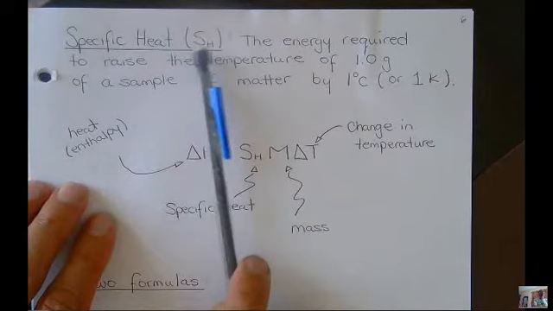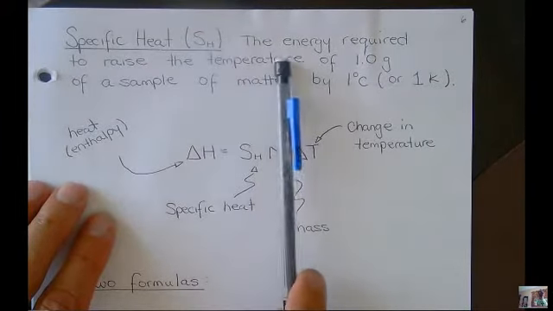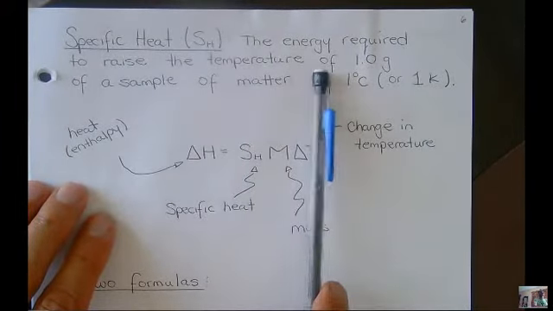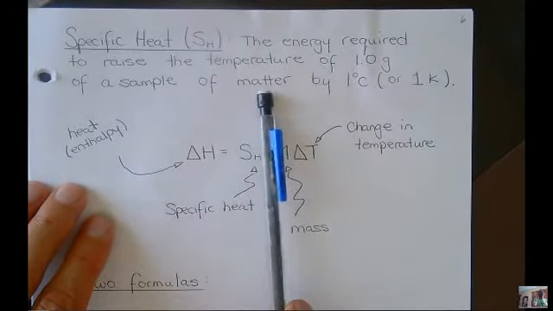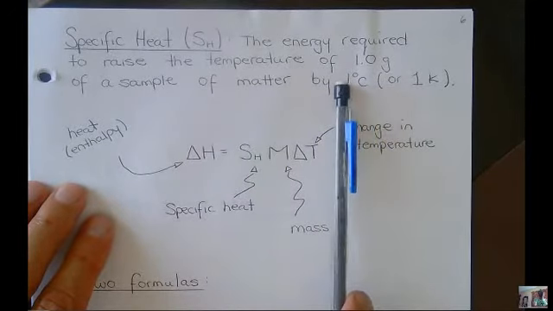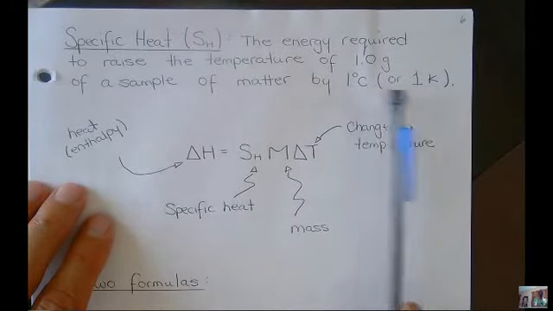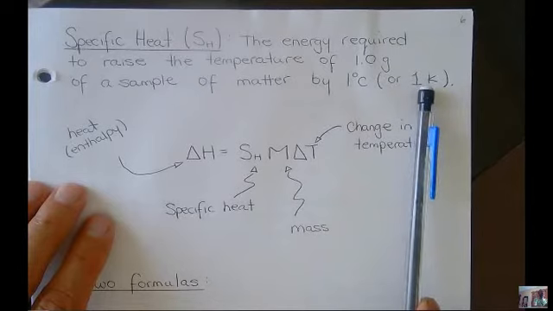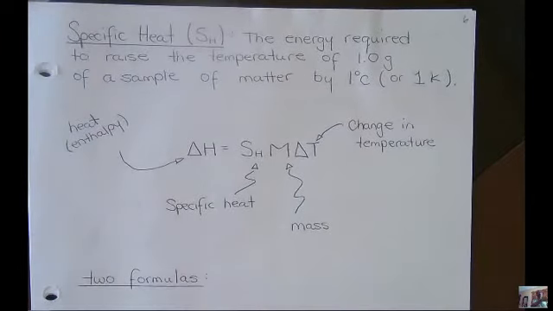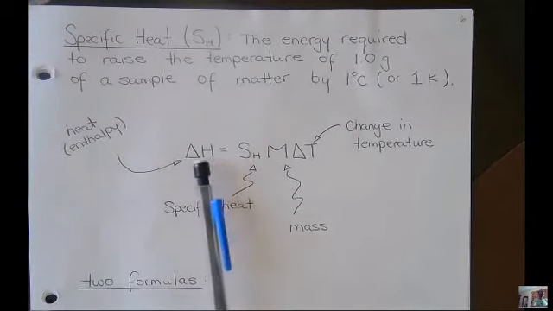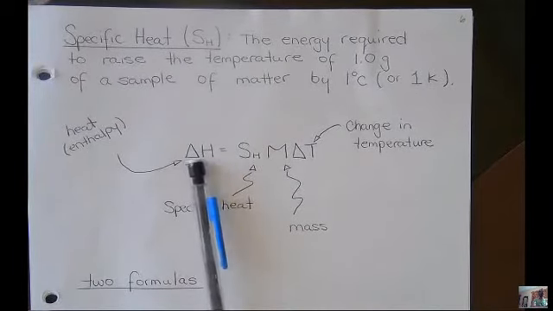So the specific heat of a substance, capital SH, is the energy required to raise the temperature of 1 gram of a sample of matter by 1 degree C. And remember, 1 degree C is the same thing as 1 Kelvin, because the size of the Celsius degree is identical to the size of the Kelvin degree. Okay? They start at different points. One starts at 0, the other starts at 273, but when you go up 1 degree Celsius, you always go up 1 degree Kelvin. So notice, delta H is not for phase change now. This is just the heat of changing the temperature of the substance.